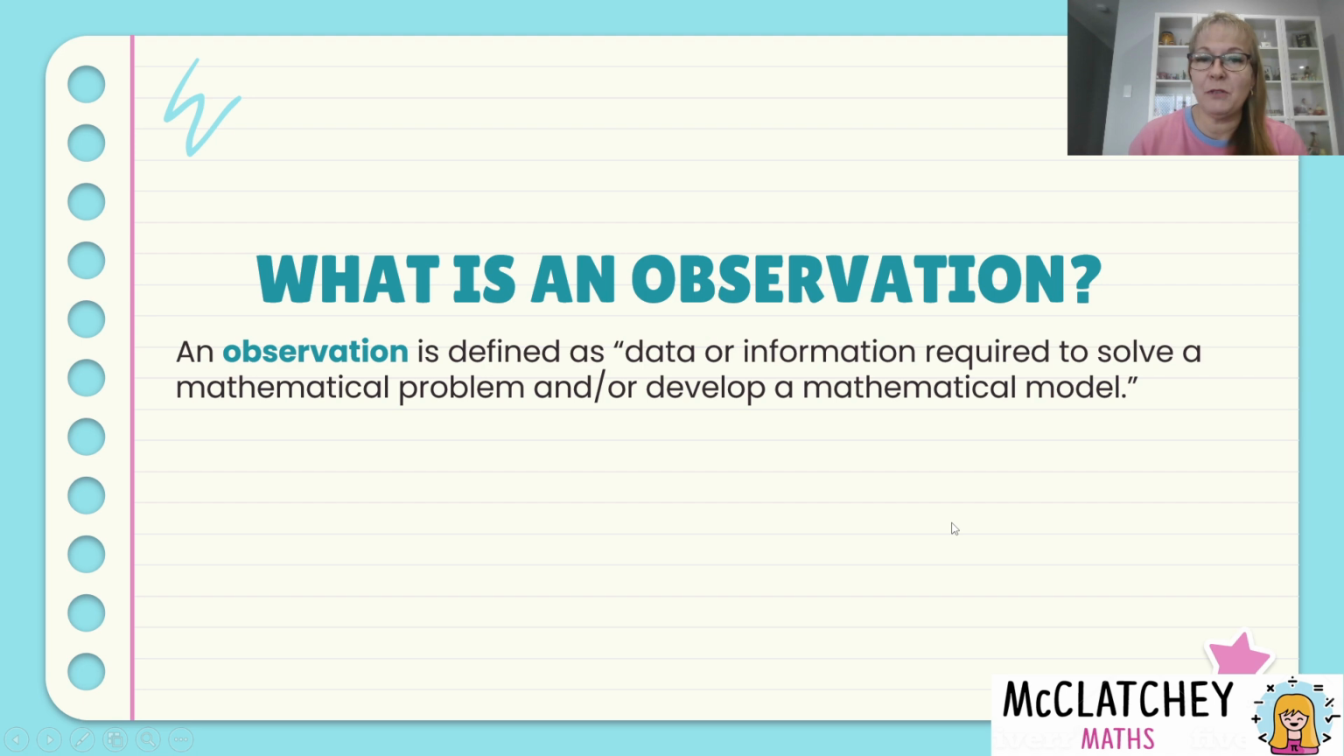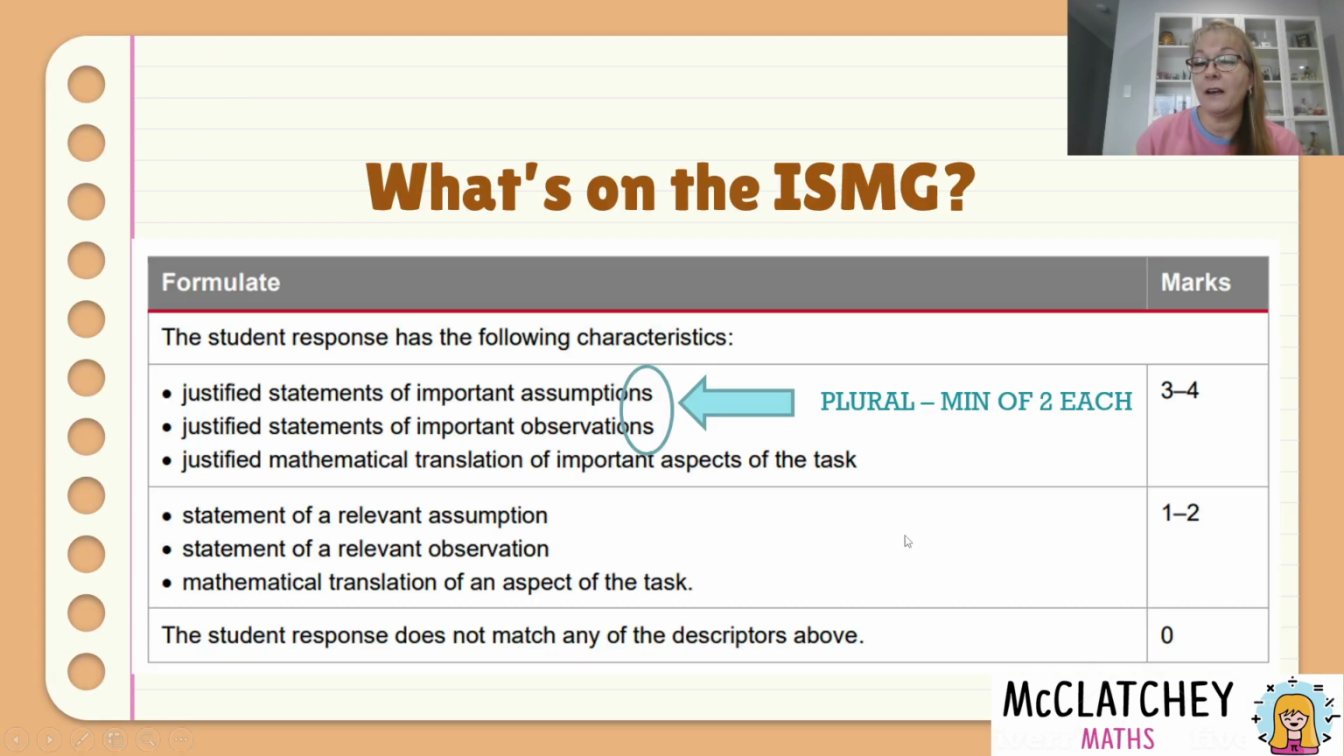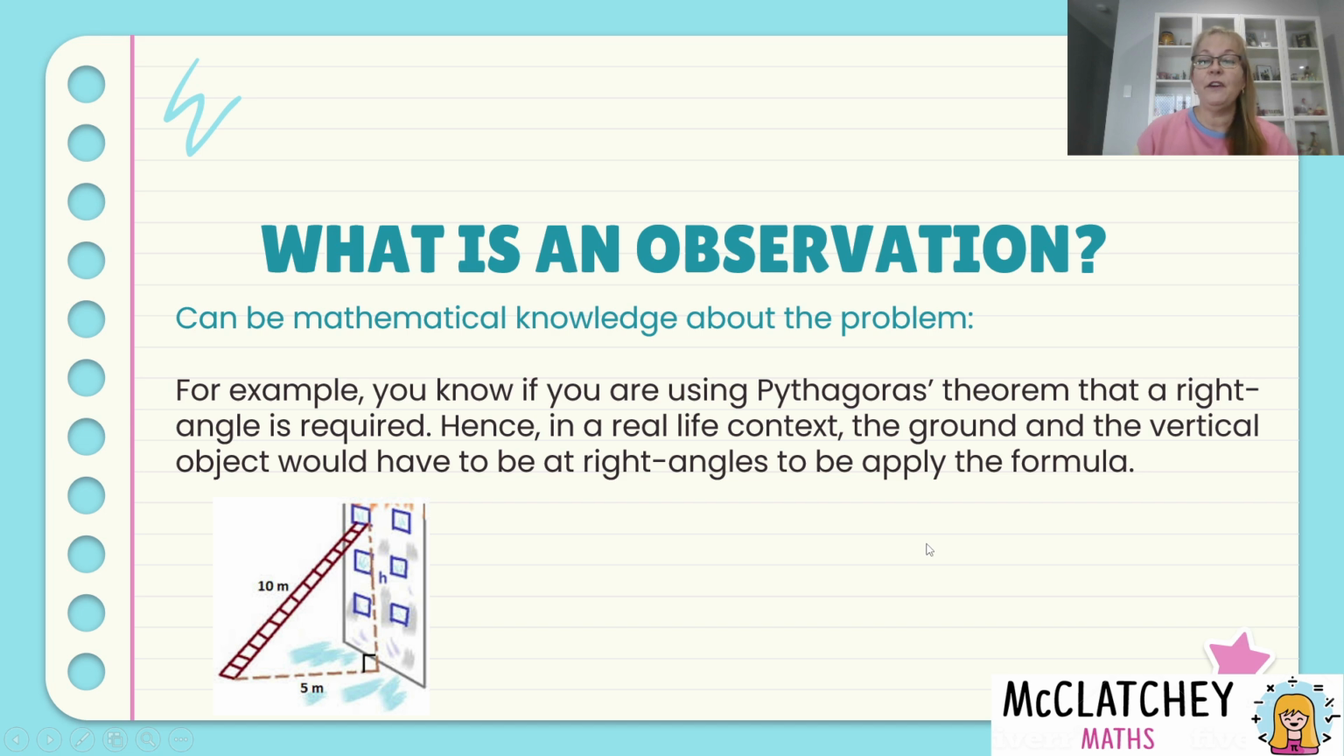Let's talk about what an assumption is. Well, it's defined as data or information required to solve a mathematical problem or develop a mathematical model. So if we think about that, it's important information that makes it an important part of the task. For example, if you are going to be using Pythagoras' theorem with right-angled triangles in your assignment, you know that in a real-life context, the ground and the vertical object have to be at perfect right angles to one another in order to apply that formula, because c squared equals a squared plus b squared, Pythagoras' theorem, counts on the fact that the triangle is a right angle.